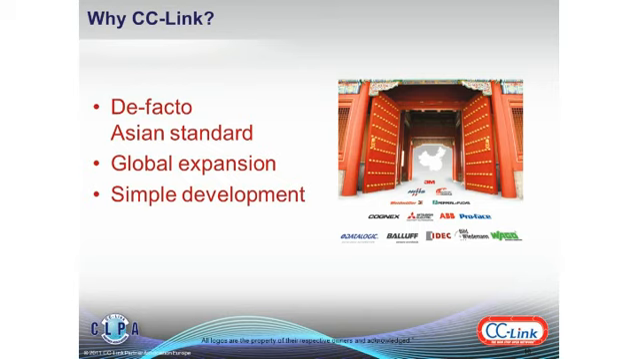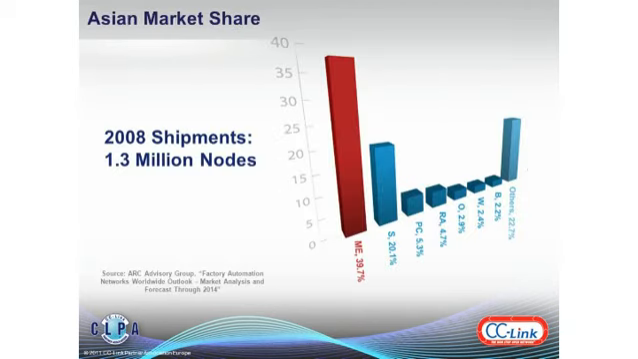Also, this means that for companies looking to expand globally, obviously China is top of the list for most companies, so CC-Link therefore becomes a key enabling technology for that kind of expansion. And then finally, the actual technology itself is relatively simple to implement. So for companies who want to get on board with CC-Link, it offers relatively simple technical development so that getting a product developed and out to market is not such an issue as it may be with some of the other networks.